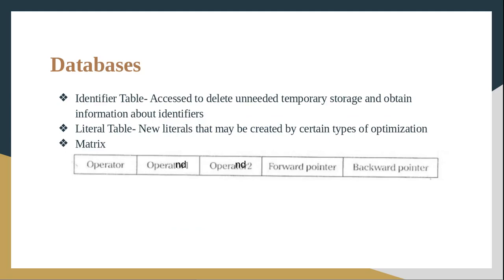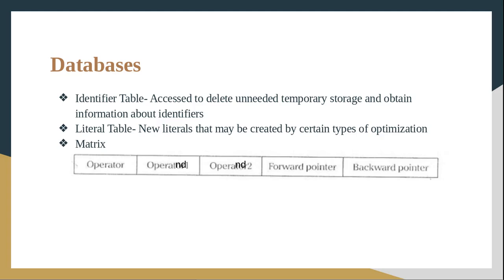Now we are going to see what databases are involved in the code optimization phase, otherwise called the machine independent optimization phase. The first one is the identifier table. What is the use of the identifier table? We know that identifier means variable. The identifier table contains information about all the variables in our source program, and it was already created in the lexical analysis phase. But in the lexical analysis phase, only the name of the identifier is entered, whereas the remaining information like scale, precision and base is filled in during the semantic analysis phase.